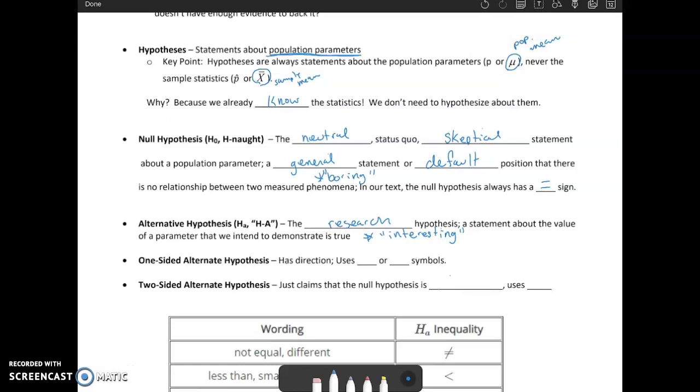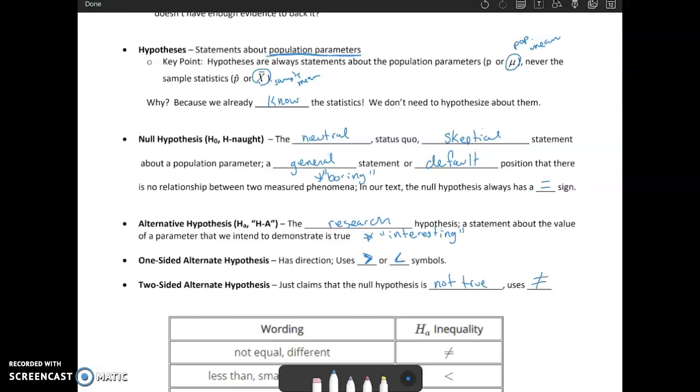This alternate hypothesis can also take two different forms. It can be one-sided or two-sided. So one-sided has direction. It will either use a greater than or a less than symbol. While a two-sided alternate hypothesis simply claims that the null hypothesis is not true and uses a not equal to sign.